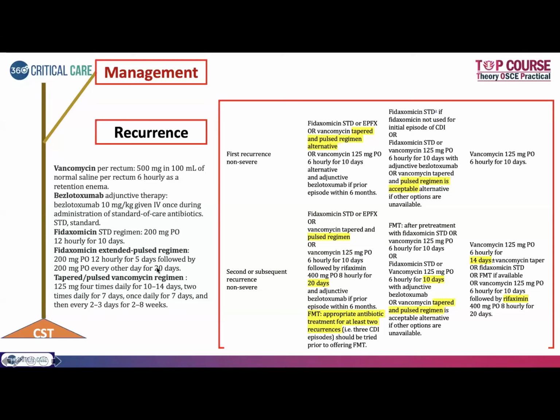So extended pulse regimen. How do you do the extended pulse regimen? 200 milligram 12th hourly for 5 days, followed by every other day for 20 days. That is alternate day. Tapered and pulsed vancomycin regimen, 125 milligram, 4 times a day, 10 to 14 days. Then 2 times a day for 7 days. Then once a day for 7 days, and then every 2 to 3 days for the next 2 to 8 weeks. So this is how it is tapered off, the pulse regimen for recurrence.